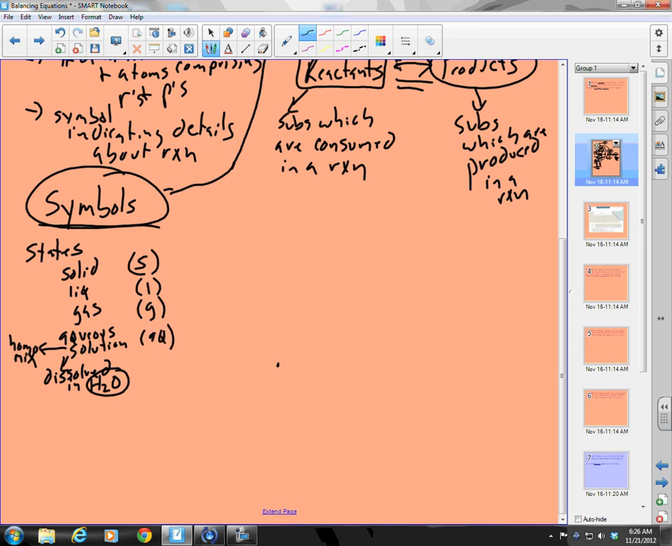Now, there are a couple others that I use. For solids, I can also use a down arrow. Sometimes it's used to indicate a precipitate, right, which is a solid that is formed in a reaction.